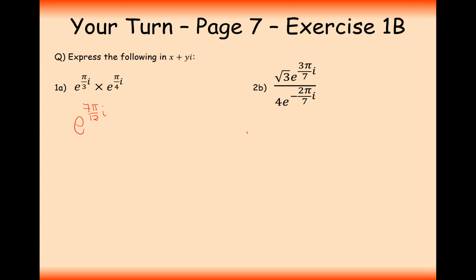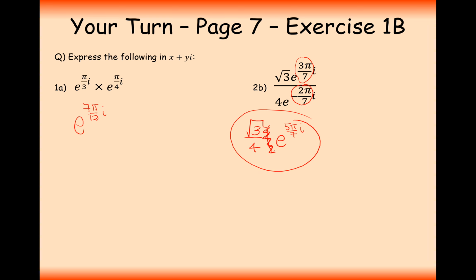We divide the moduli by each other, so it's root 3 over 4, and then we subtract the arguments. But in this case, we're subtracting a negative, so it's going to be e, and then we're going to add these arguments together, actually, because one's a double negative. So it's 5 pi by 7. We've subtracted these two arguments, but because one's a negative, when you subtract a negative it turns into a plus. So it's 3 pi by 7 add 2 pi by 7, which is 5 pi by 7. So ignore that start of a bracket there. That's the answer to part 2b.